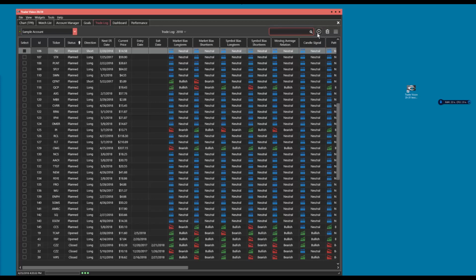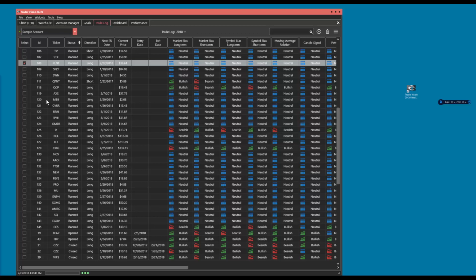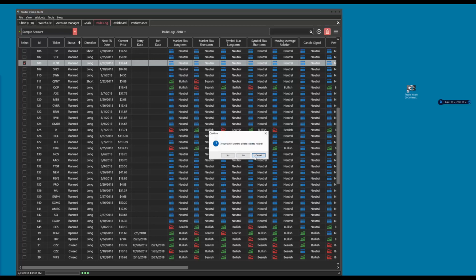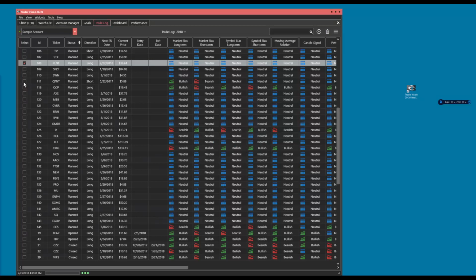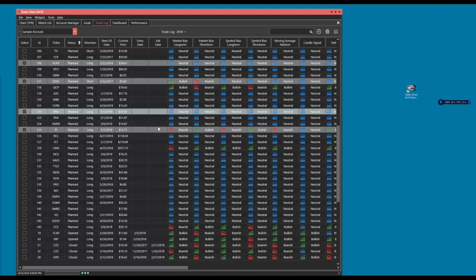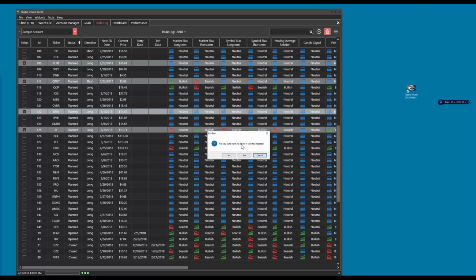To plan a new trade, you click the plus sign. If you want to delete either a single trade or multiple trades, you would just click it to highlight it here in the selection column, I guess I'll call it its field, and click the trash can. It will ask you to confirm deleting it, and you can delete that. And you can do multiple trades at one time as well. It asks if you want to delete 4 trades.